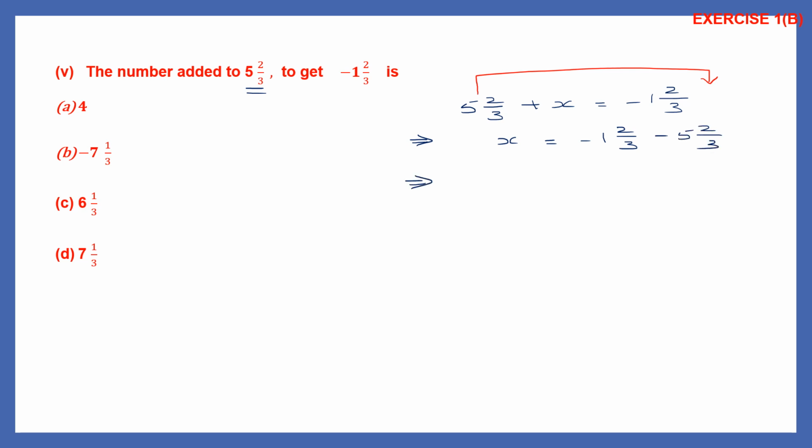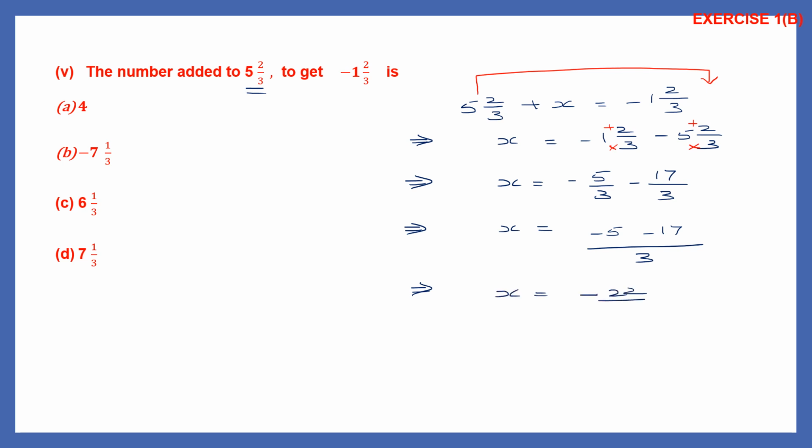So now to find the value of x, x is equal to, convert: 3 ones are 3 plus 2 is 5, minus 5 by 3. Then convert on the other side: 3 fives are 15 plus 2 is 17, minus 17 by 3. Let's find the value of x. The LCM is 3, and since the denominators are the same, we can write it as minus 5 minus 17. Now x is equal to minus 5 plus 17 is 22 by 3.